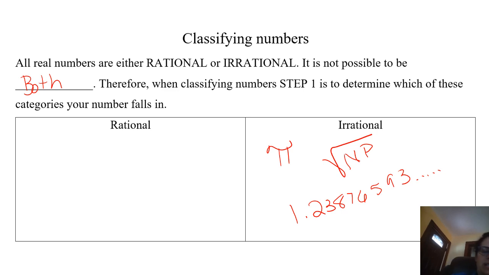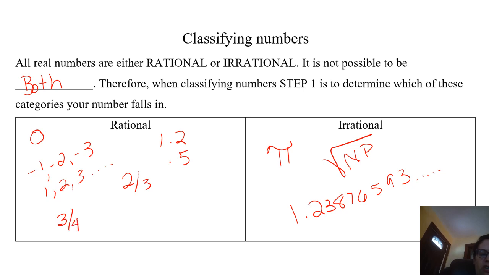So let's look at some examples. The number that represents nothing, 0, is rational. All negatives, so -1, -2, -3, they're rational. All positives, 1, 2, 3, continuing, they are rational. All decimals, so 1.2, 0.5, etc., they're rational. All fractions, 2/3, 3/4, they're rational.